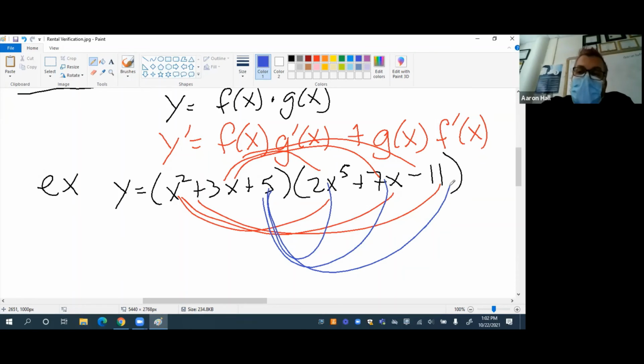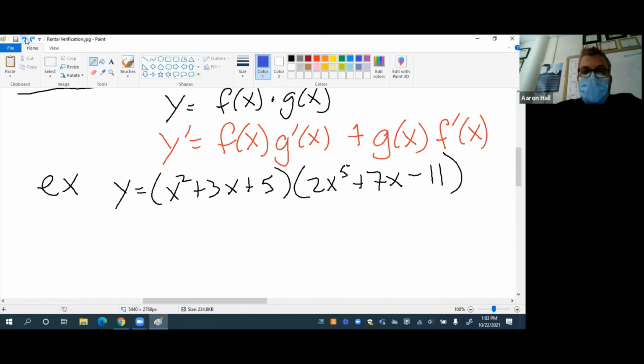Or we can use the product rule. I don't want to distribute all this, so I'm going to do the product rule instead. What does the product rule say to do? Take the derivative of each part separately, multiply the regular part times the derivative on both sides, and then add it.